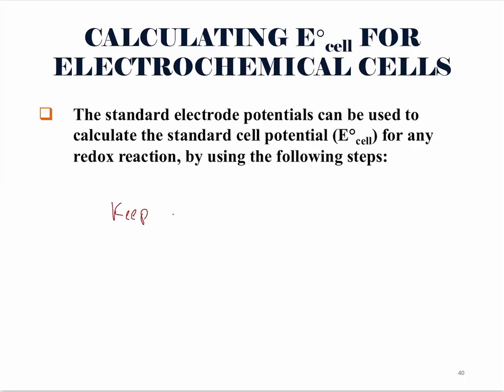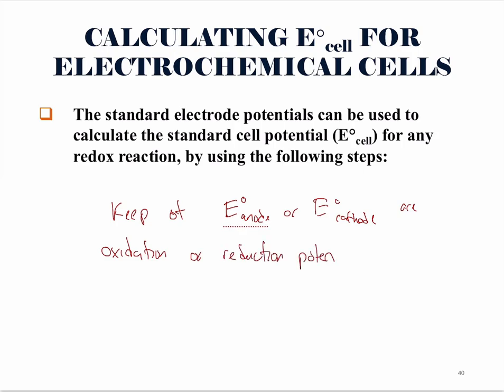I'm going to show you some steps, but you just want to make sure you keep track of whether the anode or cathode, and it's really the anode that's important, are oxidation or reduction potentials. The reason that's so important is that depending on if it's an oxidation or reduction potential, it tells you how to use that potential value differently.